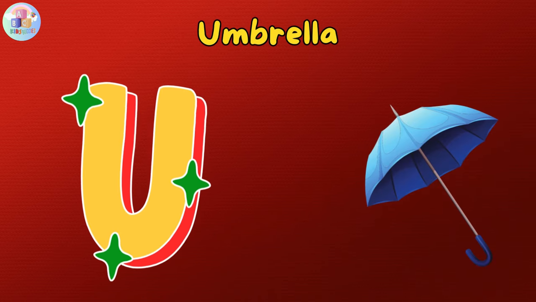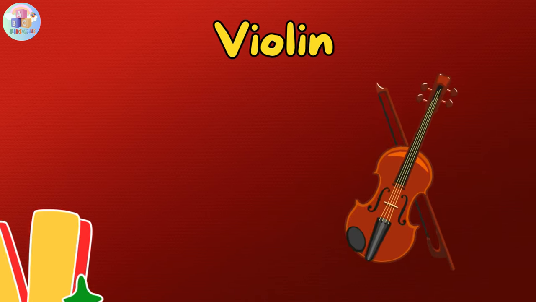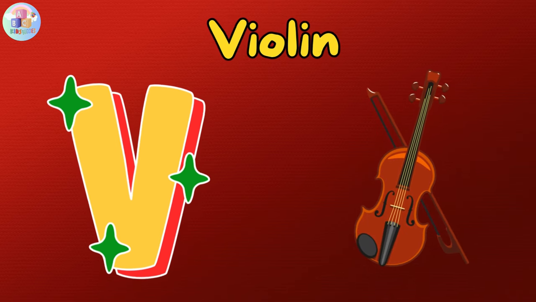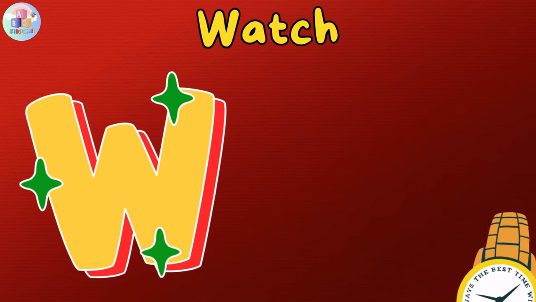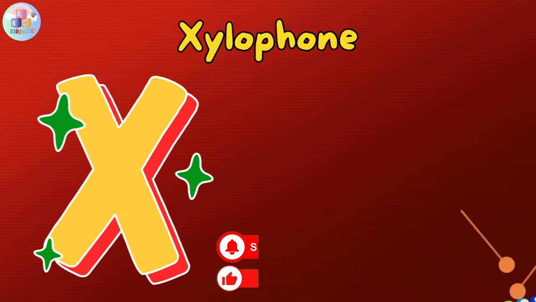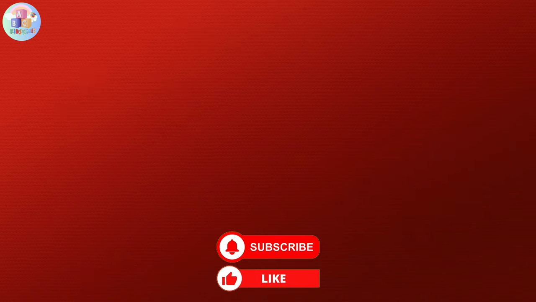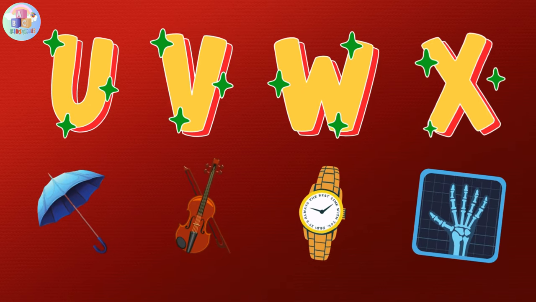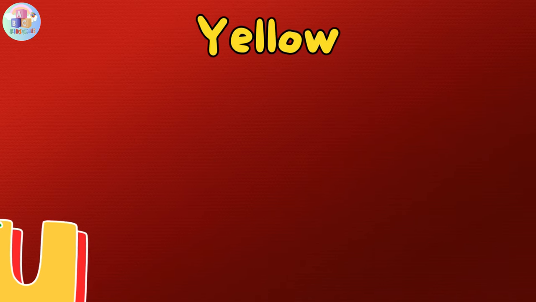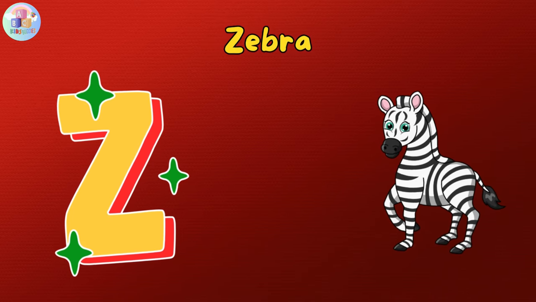U is for umbrella, u, umbrella. V is for violin, v, violin. W is for watch, w, watch. X is for xylophone, x, xylophone. Y is for yellow, y, yellow. Z is for zebra, z, zebra.